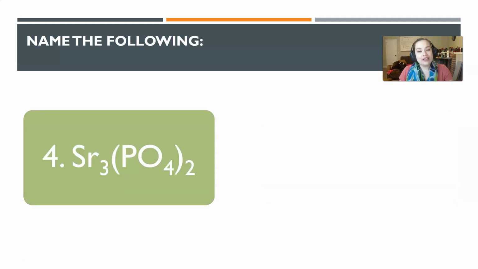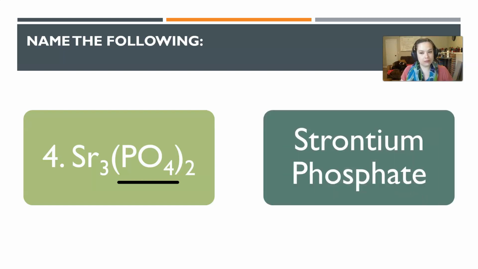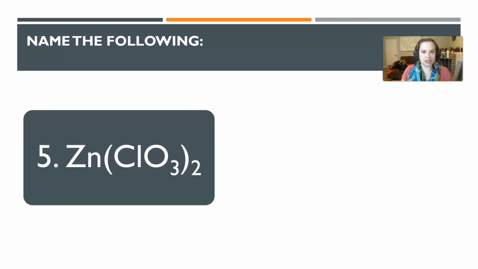Number 4. This one looks really complicated, but don't get distracted by the numbers. Find the polyatomic, which in this case is going to be PO4. Then you can ignore the rest of the numbers and name it. So Sr is strontium, and PO4 is phosphate. So the answer to this one is strontium phosphate.